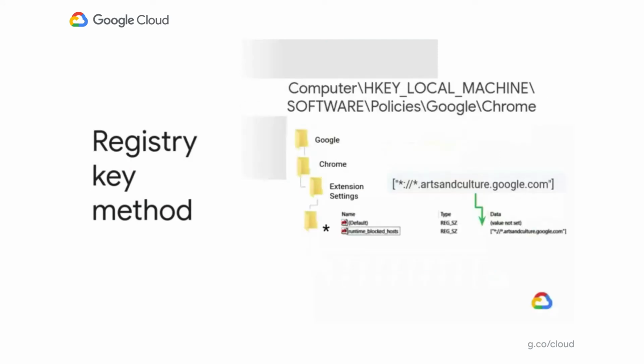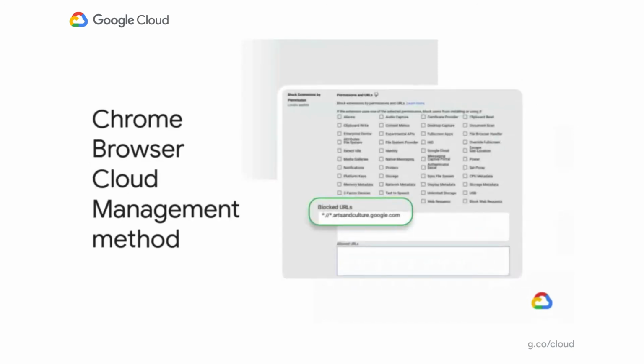Second option, you guessed it, registry key method. So same place, we've created a different key called runtime blocked host, and we've put in that arts and culture URL. And the third method, which is Chrome Browser Cloud Management, is in the same location under advanced settings in the apps and extensions settings. And right under where we blocked by permission, all you have to do is enter in the URL under the blocked URL section. And if you want to enter in multiple URLs, just hit enter, put the next one in. So once again, I like it because it's simple, clean, and easy, and I like a fancy UI.